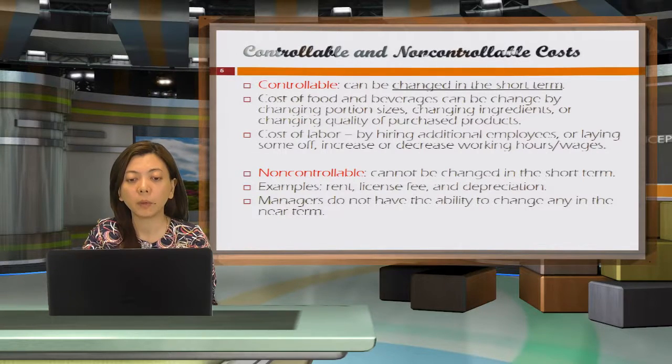And then the cost of labor: by hiring additional employees, or you might want to increase or decrease the working hours of your employees. So you can actually control this cost.